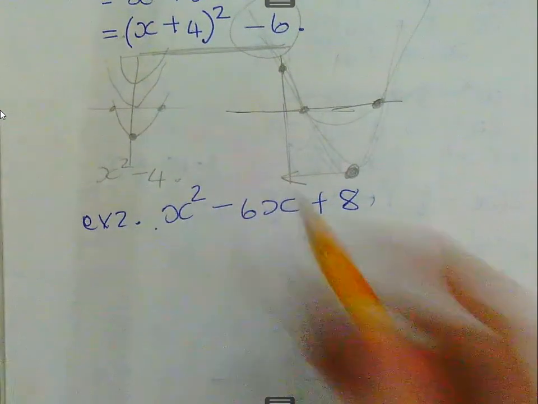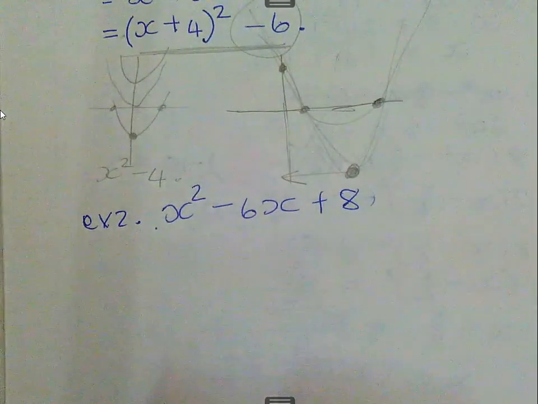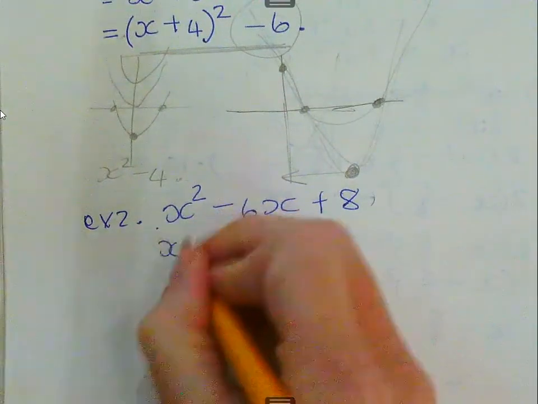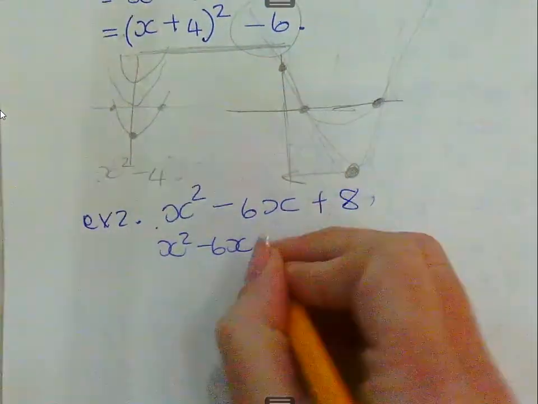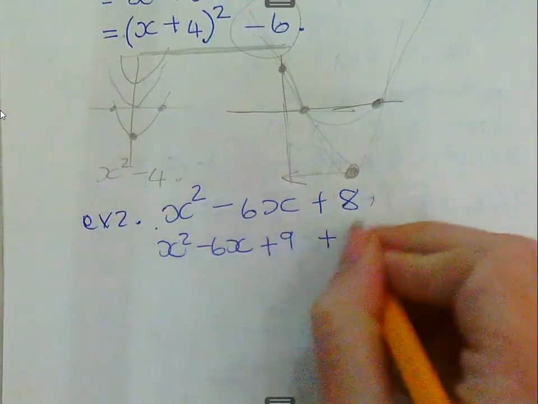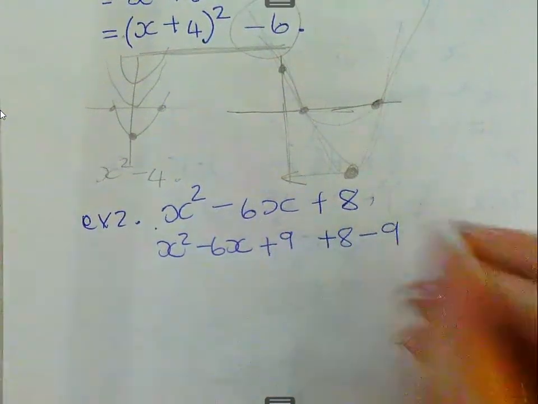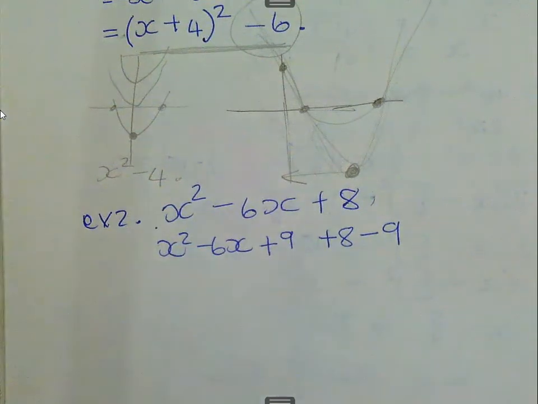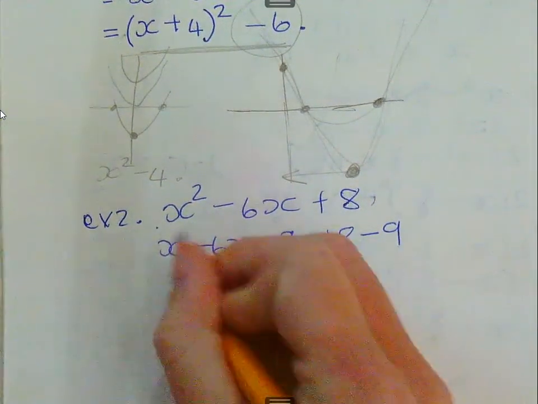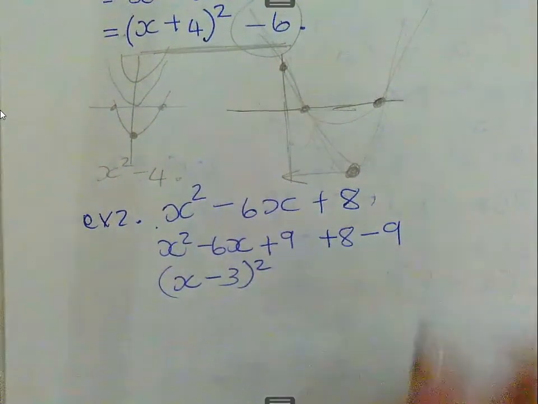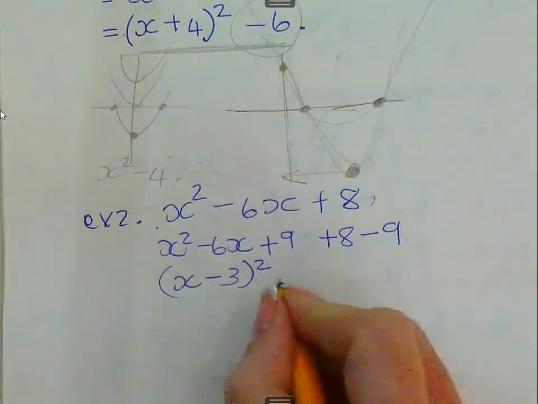Okay, so I'm going to complete the square here. X squared minus 6x, what's my magic number? Plus 9 plus 8 minus 9. The first 3 are still my perfect square. And then plus 8 minus 9 will give me -1.